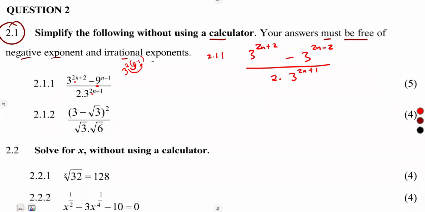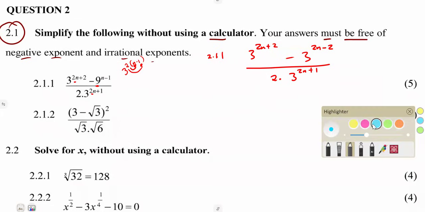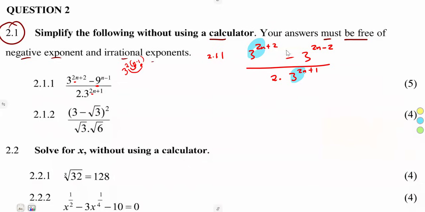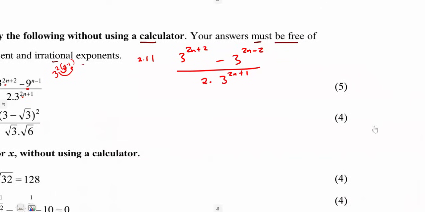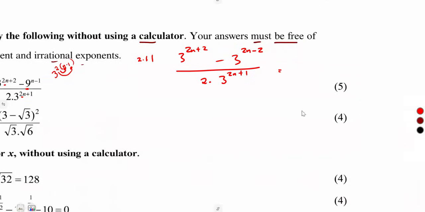So we can see that the 3 to the exponent of 2n is something common that we can base on when answering our questions. So what we can do is separate our terms, separate our exponents, 3 to the exponent of 2n and 3 to the exponent of 2. It is the same as 3 to the exponent of 2n times 3 to the exponent of 2, minus, you do the same here, 3 to the exponent of 2n times 3 to the exponent of what? Minus 2.